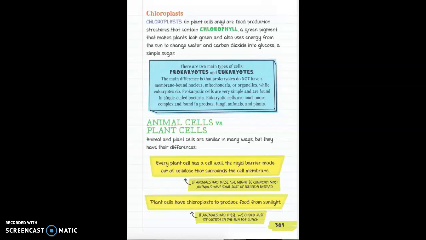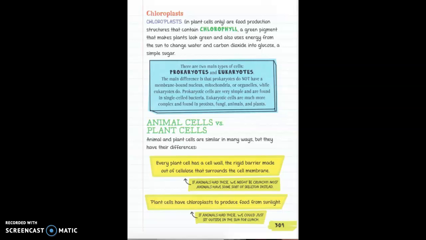Remember, prokaryotes rhymes with no, which means they have no nucleus and no membrane-bound organelles. Eukaryotes rhymes with do, because eukaryotes do have a nucleus and do have membrane-bound organelles.